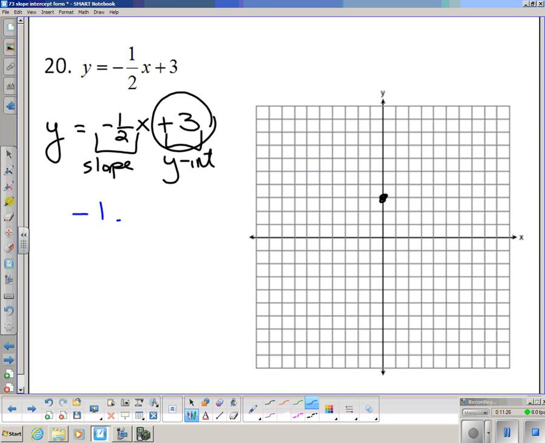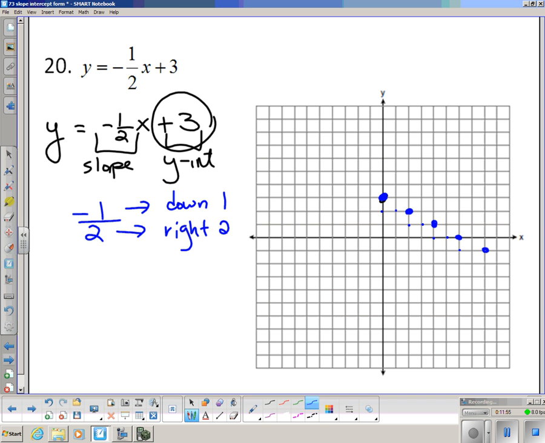The slope is negative 1 over 2. The top number tells me to go up or down. Because it's negative, it's telling me to go down 1 unit. And the 2 on the bottom tells me always go to the right 2 units. So I'm going to start at the y-intercept and go down 1 and to the right 2. Down 1 and to the right 2, and again, down 1 and to the right 2.